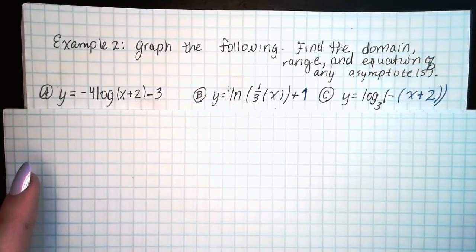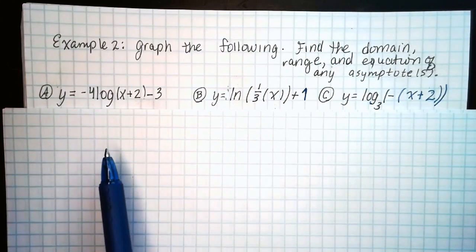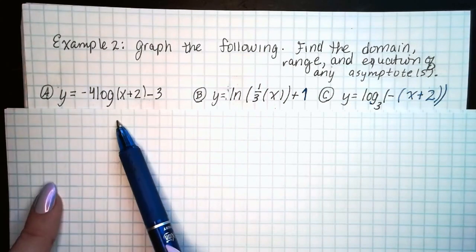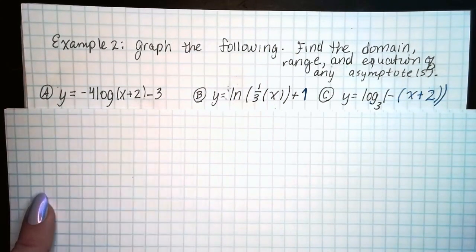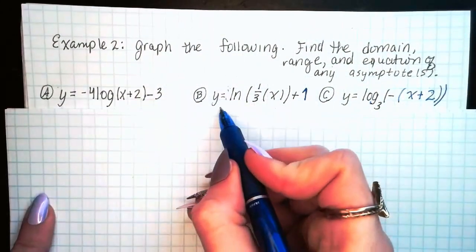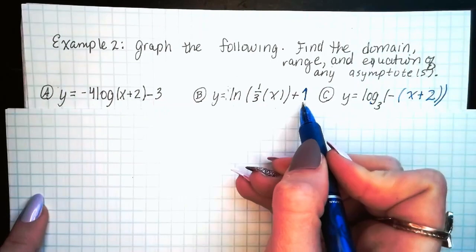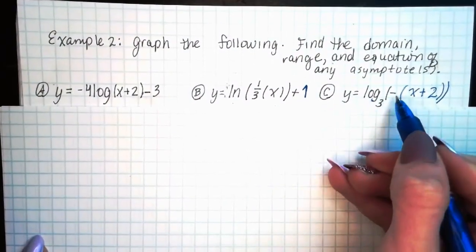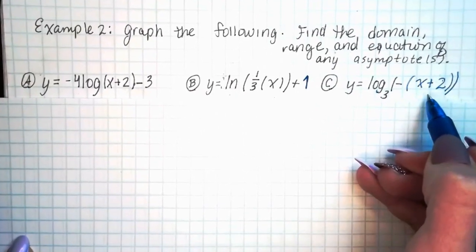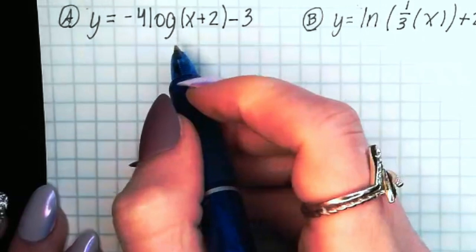For this next portion, we're going to graph the 3 given examples. First, we are going to do y equals -4 log base 10 of x plus 2, minus 3. Then y equals the ln of 1/3 x, plus 1. And then last, y equals log base 3 of negative quantity x plus 2. This graph here has a base of 10, don't forget.